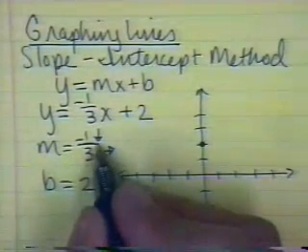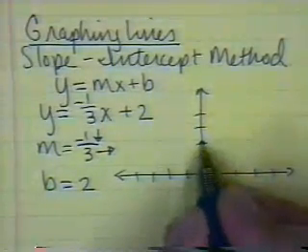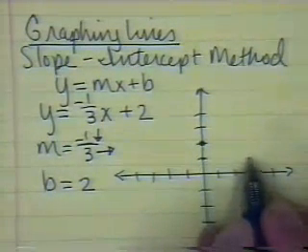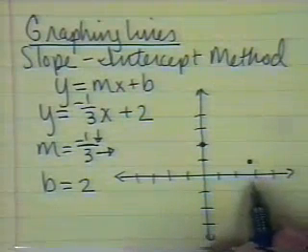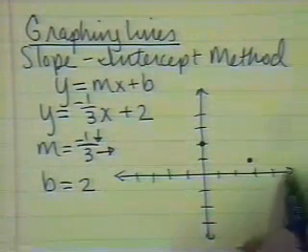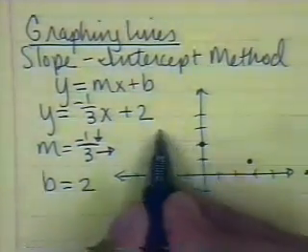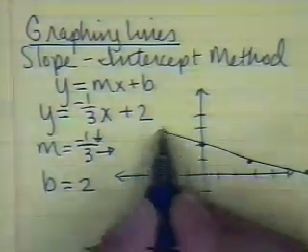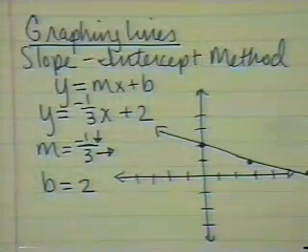According to our slope, which is kind of like a little road map from point to point, we should go down 1 and over 3. The neat thing about the slope is you can do it as many times as you need to. If you wanted to, you could go down again 1 and over 3 and have a couple of points to go through. And there you have it.